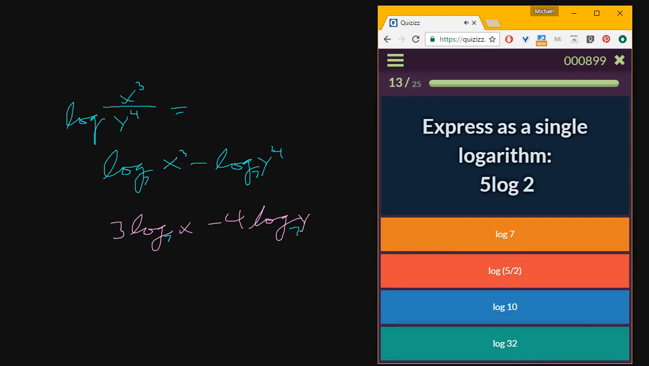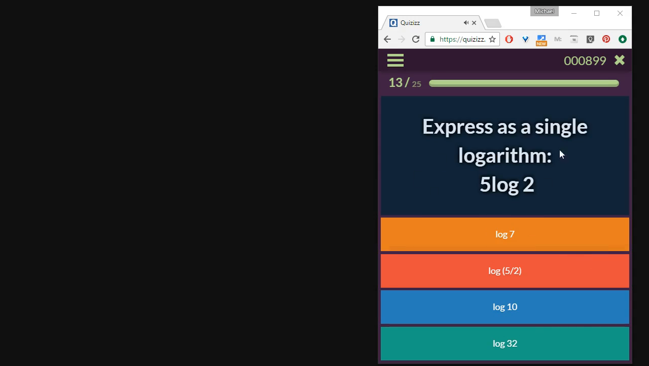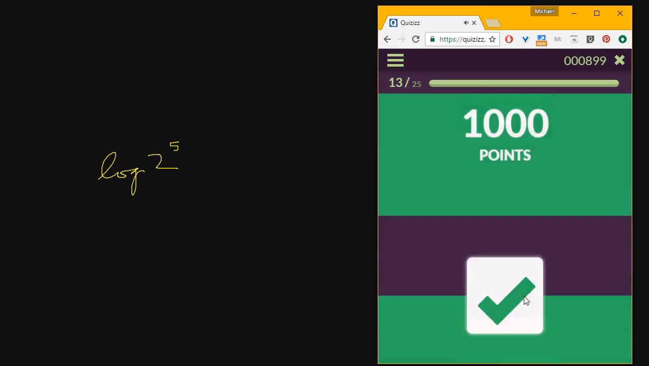Okay, express as a single log. Well, it is a single log, but they want us to compress this more than it already is. So we'll rewrite it as log of 2 to the 5th power. We take this 5 and make it into the exponent. That is not one of our options. Oh, wait, yes it is. 2 to the 5th power is 32. Tricky, tricky.